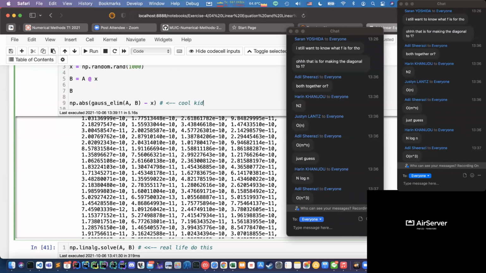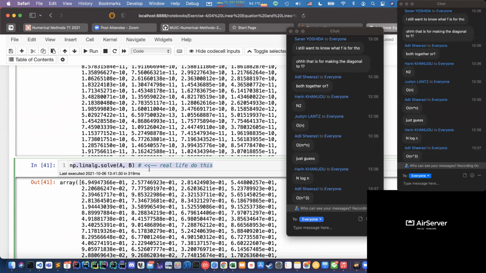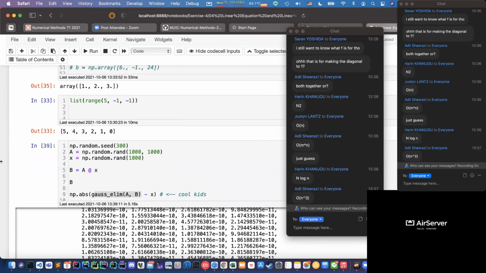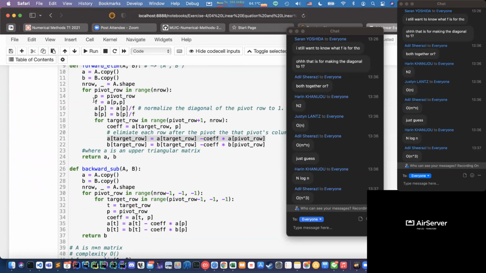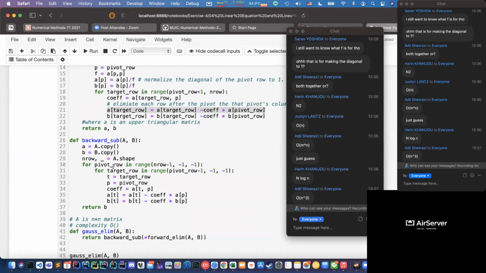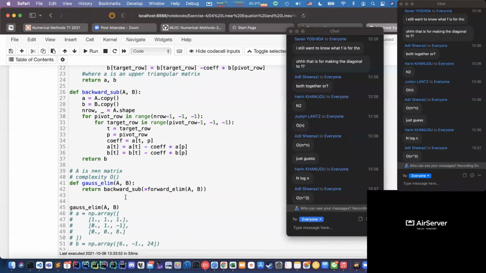This is cool, kids. Let's do this. Cool kids, write your own Gaussian elimination. But in real life, you do this. You don't write your own, but inside it does something very similar, in a much more optimized way. Like they do it in C. So for example, this loop, they do it in C. They do this loop in C as well. So at least counting the index in Python is slow.